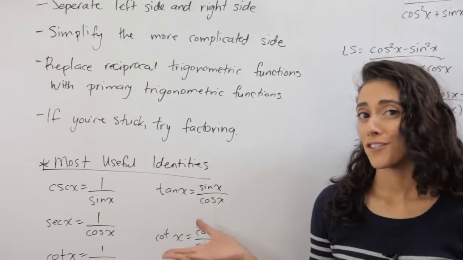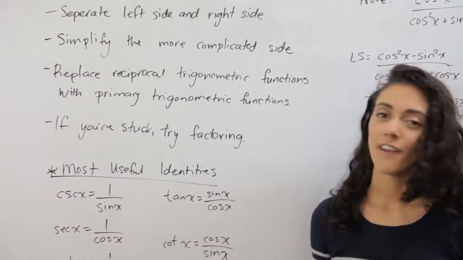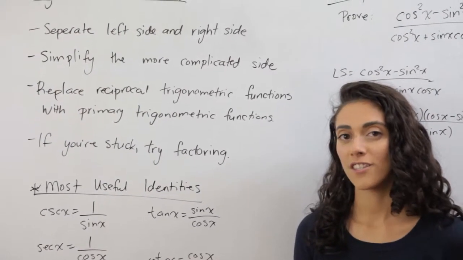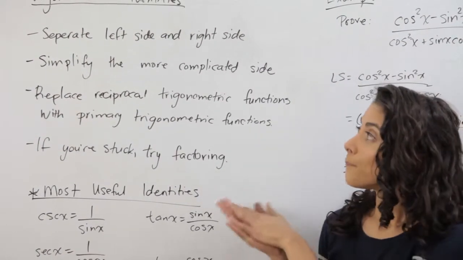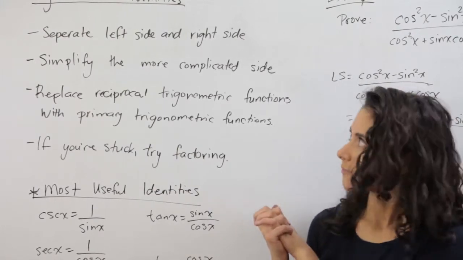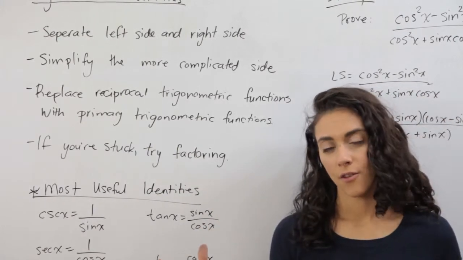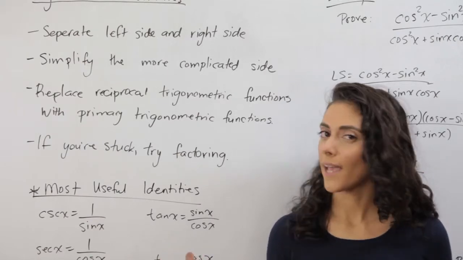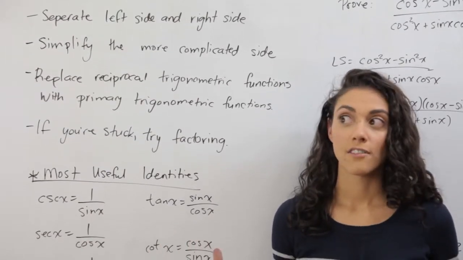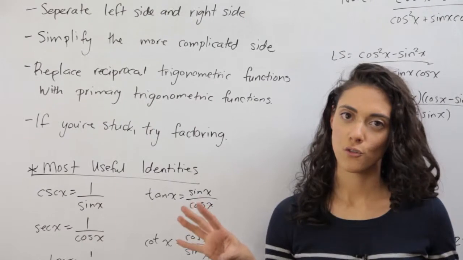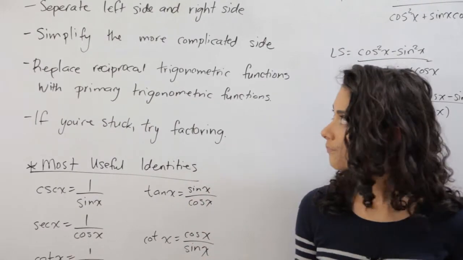So some tips before we get started. Unfortunately, there's no foolproof formula that we follow. You just kind of have to try. But these tips will make things a little bit easier. First, you want to separate the left-hand side and the right-hand side. We have to keep them separate because you can't assume that the identity is true. You have to say maybe it is, maybe it isn't, separate the two sides and show that they are equal.